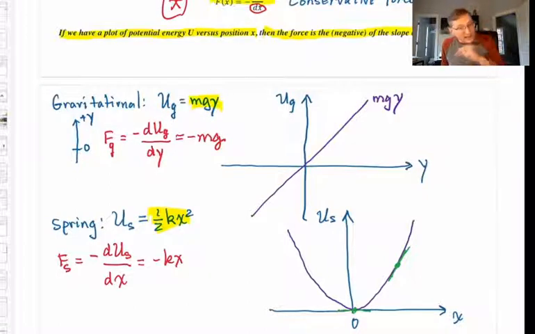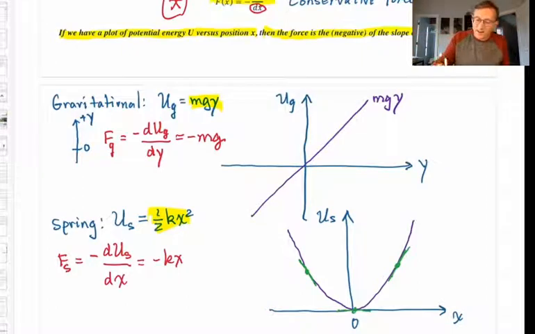But the force is the negative slope of the tangent, so the force here will be a negative number. The force will be in the negative x direction, back towards equilibrium. If I'm to the left of equilibrium on this side, then the tangent line has a negative slope. But the force is the negative of the slope of the tangent, so the force is positive on this side, so the force is in the plus x direction, back towards equilibrium. So you can get a good sense of what the force is like just from the potential energy curve, even if it's a new potential energy curve for a force you haven't learned about yet.